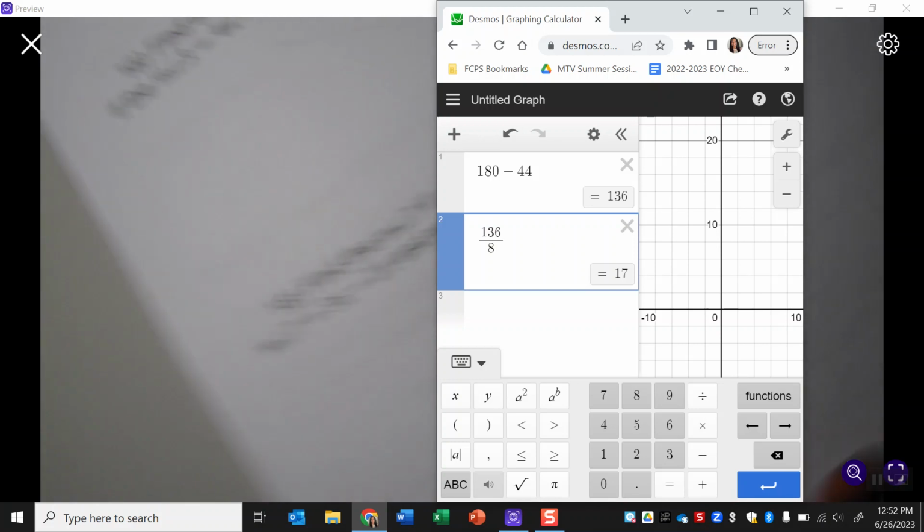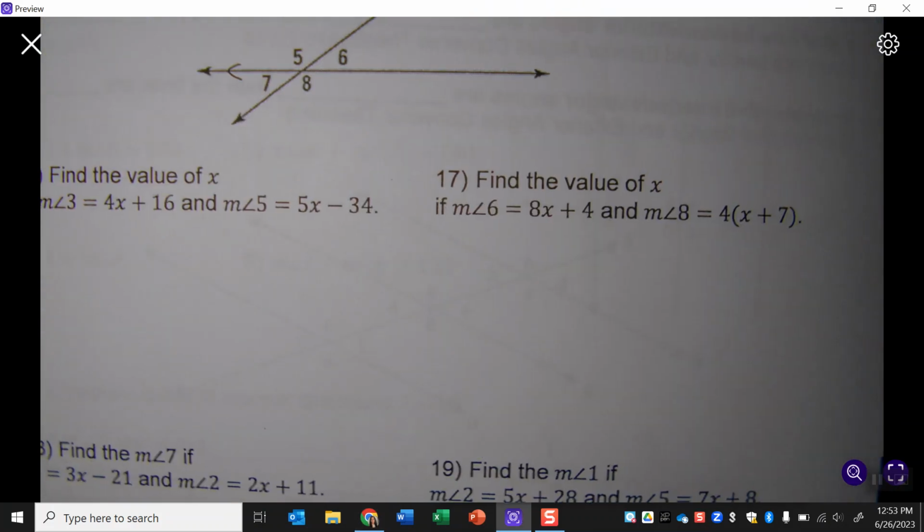There's a lot more practice here, so I'll have you go ahead and look at this practice, and then we'll go over it in class, okay?